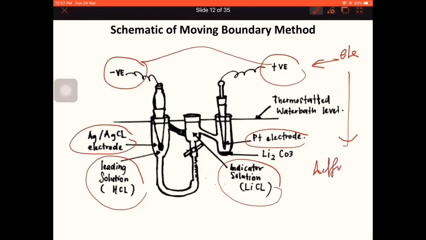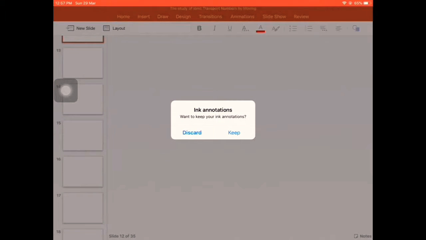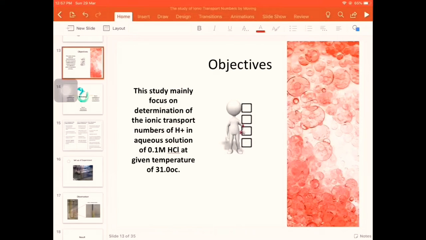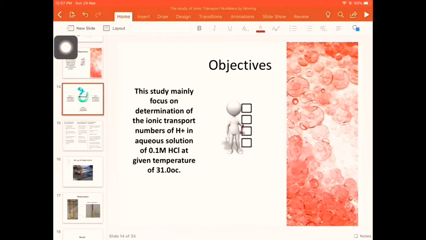Okay, and then we're moving on to the other slide, which is the objective. Basically, this experiment focuses on determining the ionic transport number of the H plus ion in aqueous solution, mainly 0.1 molar HCl, at a given temperature of 31 degrees Celsius.